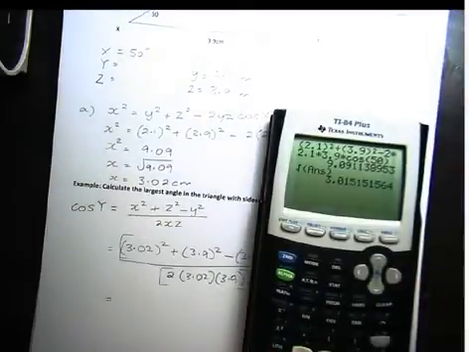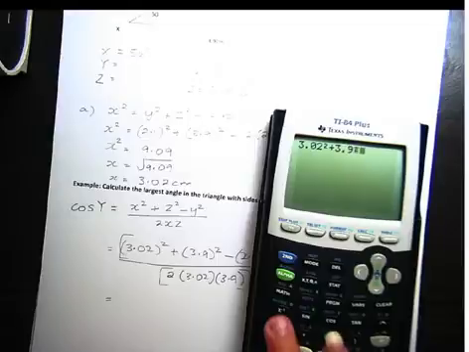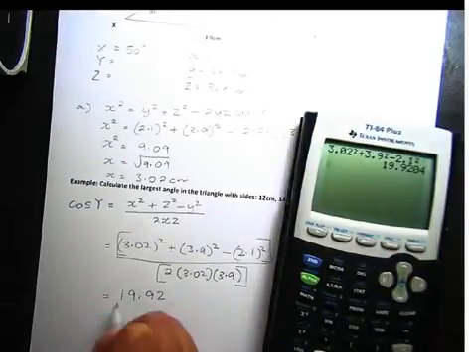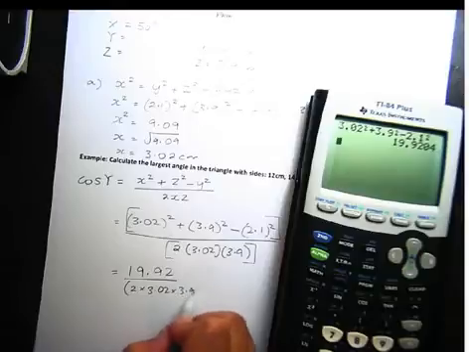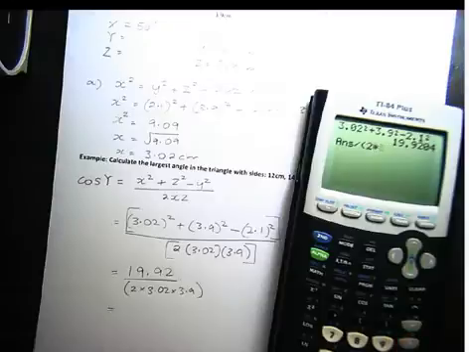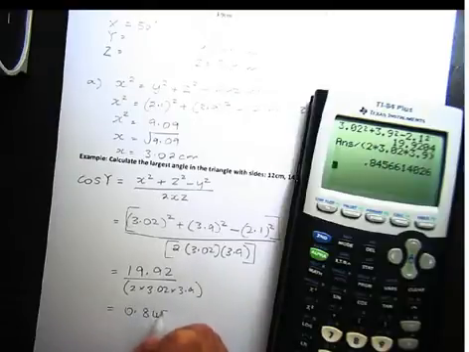What I always do, I just do the top line. So I go 3.02 squared plus 3.9 squared minus 2.1 squared, and I get 19.92. And then I just divide this and I do this in a bracket. That's how I do it. Feel free to work out your own way as long as it's right. 2 multiplied by 3.02 multiplied by 3.9. It might take a little bit longer, but it's a lot less room for error.